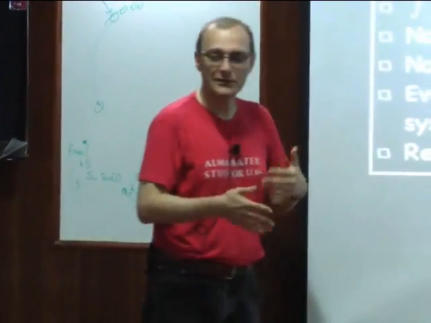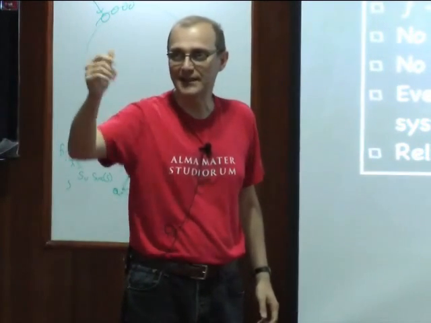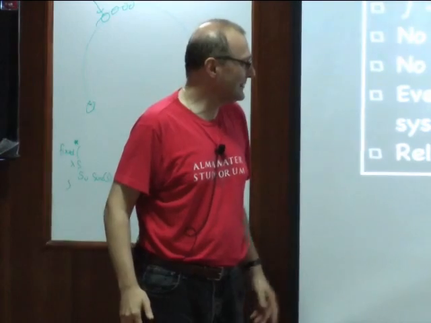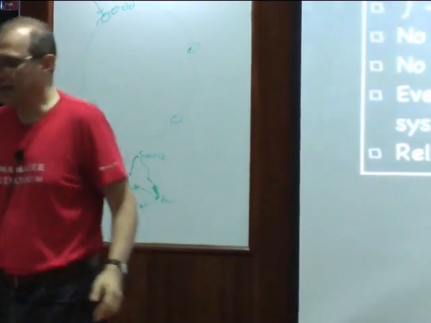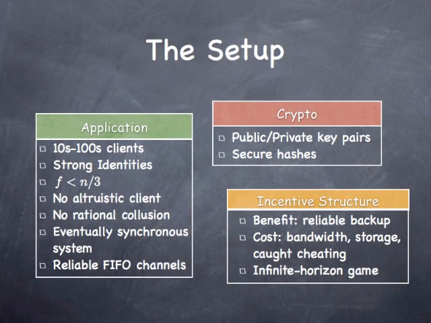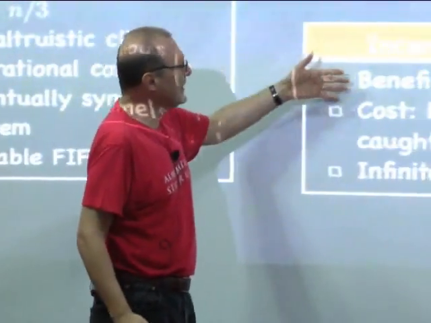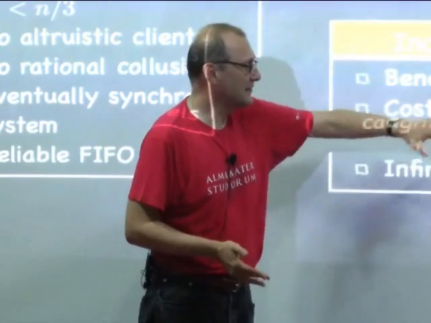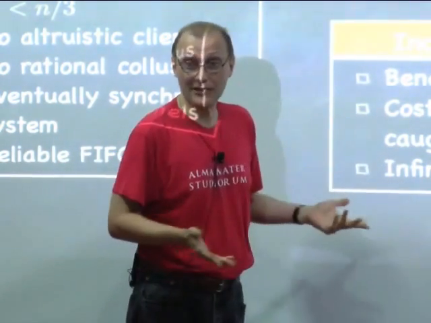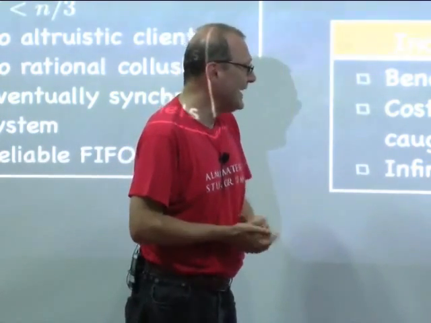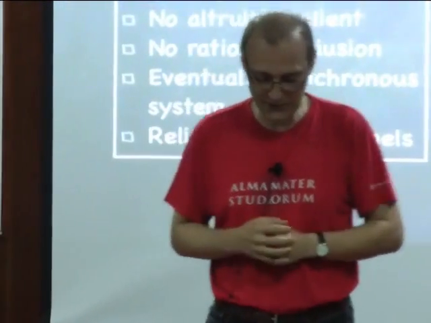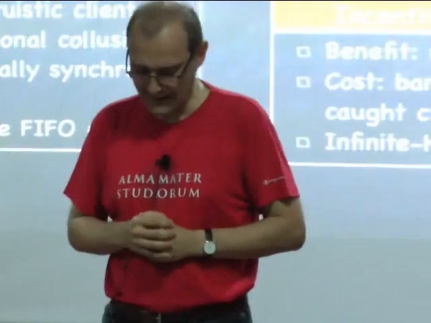The system was eventually synchronous, in order to avoid all these impossibility results that Marcos was telling us about, and for simplicity, reliable FIFO channels. And then we were assuming that there was some crypto that was not going to be broken. In terms of the incentive structure, the benefit was in the service that was being provided. The cost was expressed in terms of bandwidth and storage requirements. Certainly there was a big cost if you were caught cheating. And we were assuming an infinite horizon game. We may have to revisit this assumption towards the end of our fourth lecture probably.